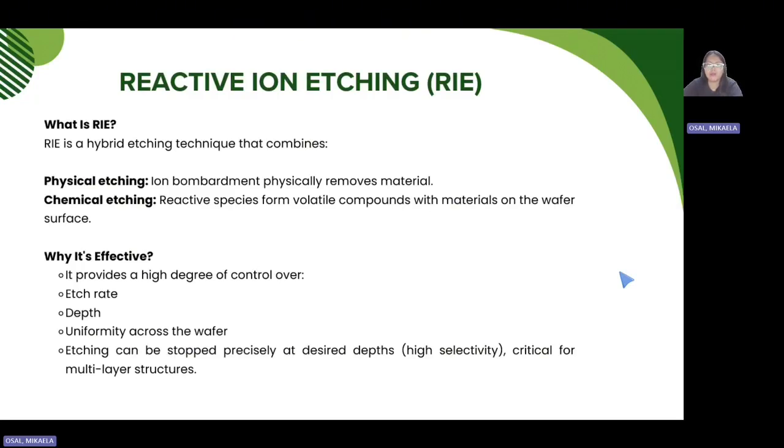RIE is highly effective because it offers precise control over several critical aspects of the etching process, including etch rate, etch depth, and uniformity across the wafer. Additionally, RIE allows for high selectivity, meaning etching can be stopped precisely at desired depths. This precision is especially crucial when working with multi-layer structures, where maintaining consistent depths and feature fidelity is key.